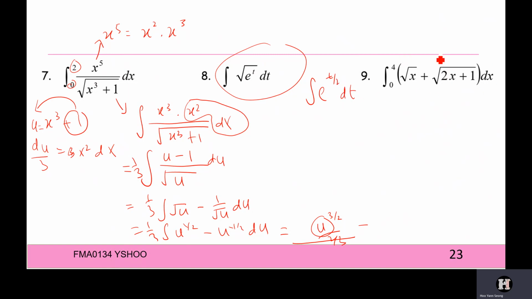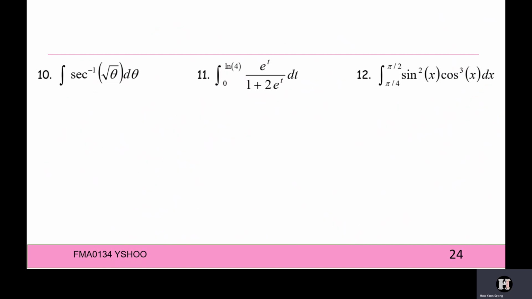Because sometimes you have already learned so many advanced things, when you are suddenly introduced to a very simple question, you tend to get confused. Actually, this one is nothing tricky. There's no trick. This is integrate x to the half plus (2x plus 1) to the half. The only thing to remember is that there is a 2x plus 1. If you want, you can use substitution. If not, then you directly divide by 2.